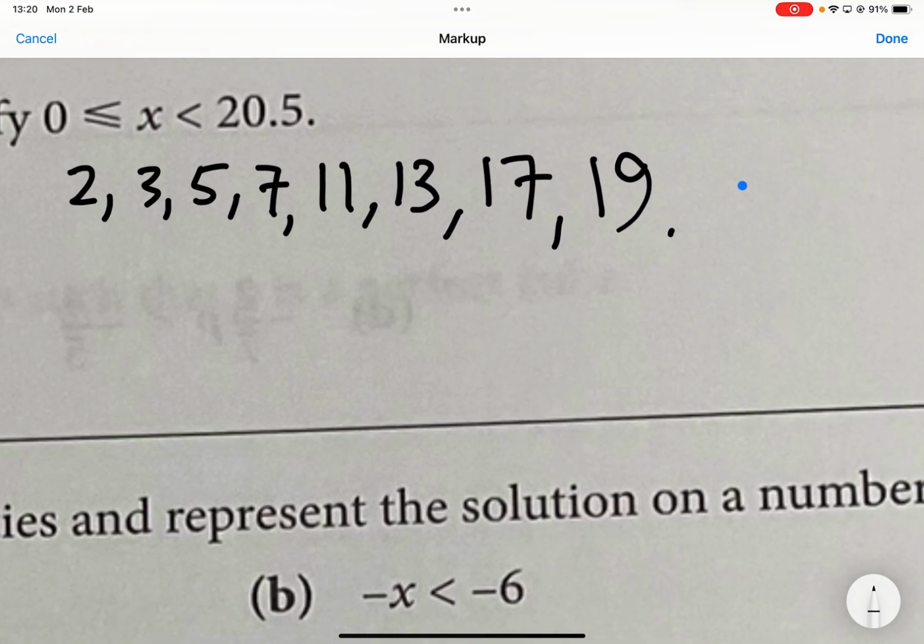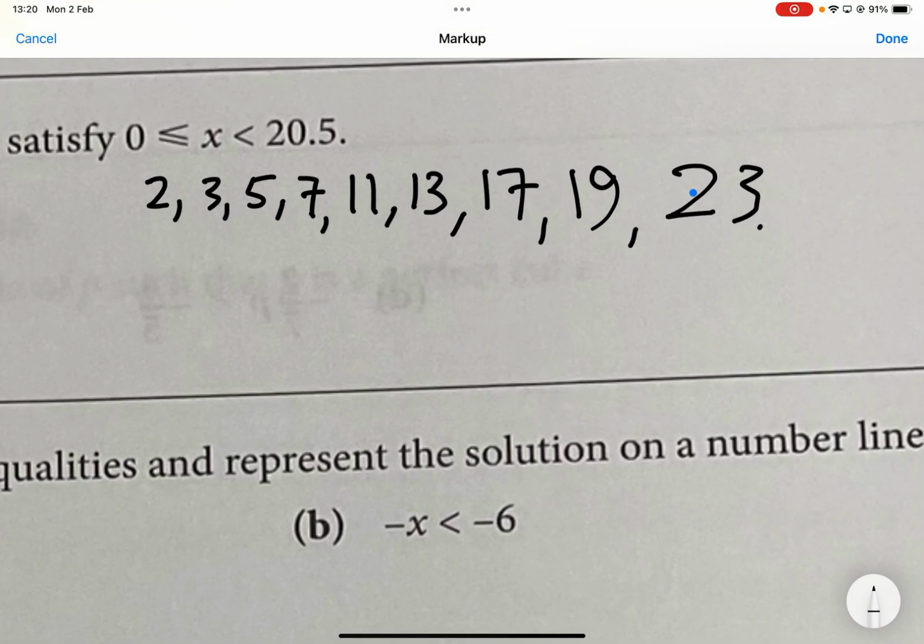If we want to continue, 20 not prime. 21 can divide by 3, not prime. 22 even number. So the next prime number is 23 already. But the inequality tells me X must be smaller than 20.5. So all these numbers are acceptable. 23 is not acceptable. So don't have. Because X must be smaller than 20.5.